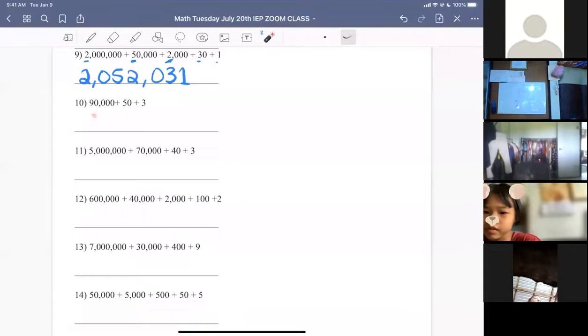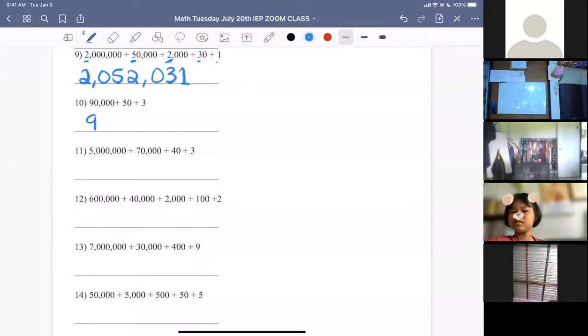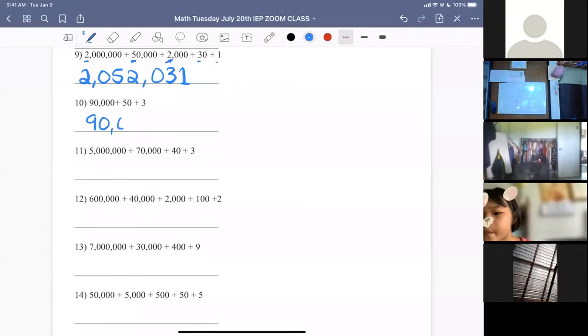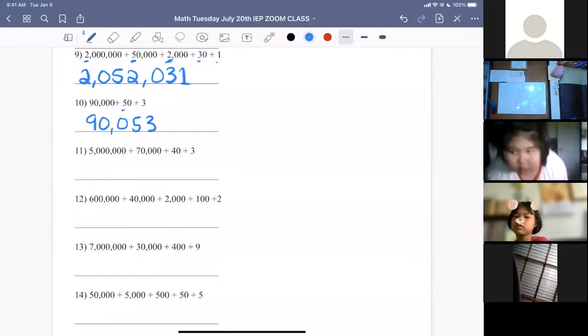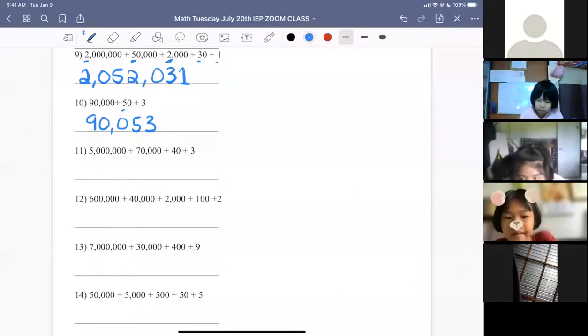All right. Number 10, we have 90,000 plus 50 plus 3. So we have 90,000. Do we have thousands? No, we don't. Do we have hundreds? No, we don't. We have 10s. Do we have 1s? We have a 3. So we have 90,000 plus 50 plus 3 is the same as 90,053.